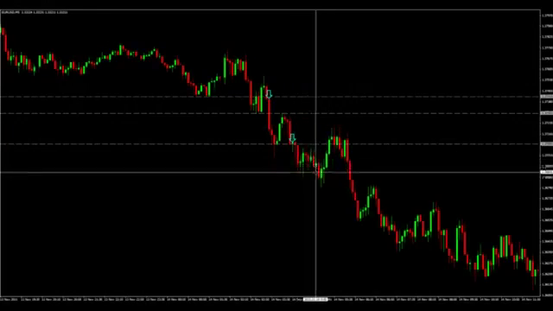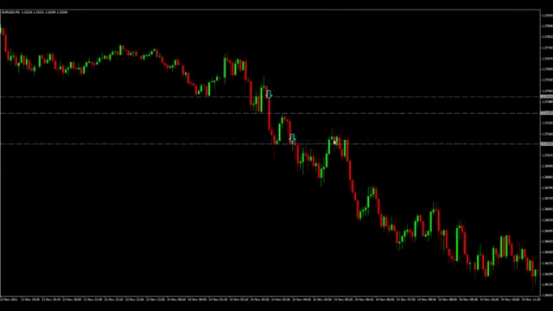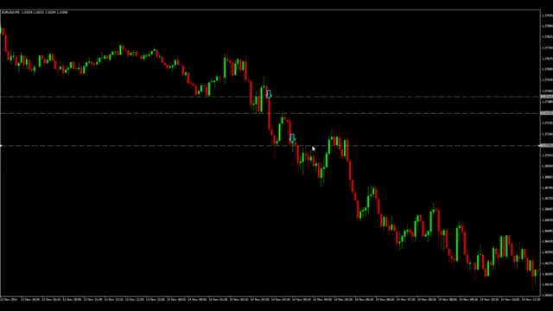And now what are we waiting for? We're waiting for it to come back up, break this level, and then we're waiting for it to retrace back down. Sorry, I do need to move this line a little bit. I usually do it a little bit below where the bars are, just because there can be some close ones in there. So if you do it a little bit lower, you're more likely to get a better trade.